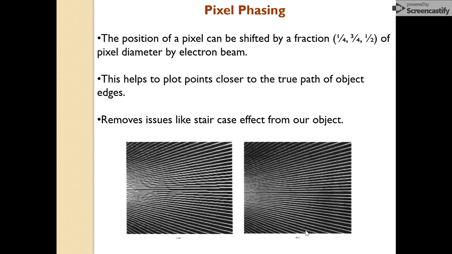Coming to pixel phasing, the position of a pixel is shifted by a fraction, a quarter, three quarters, or a half of the pixel diameter by the electron beam. This helps us point closer to the true path of the object, so it removes issues like the staircase effect from our object.